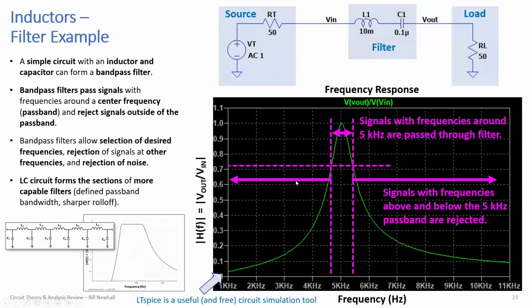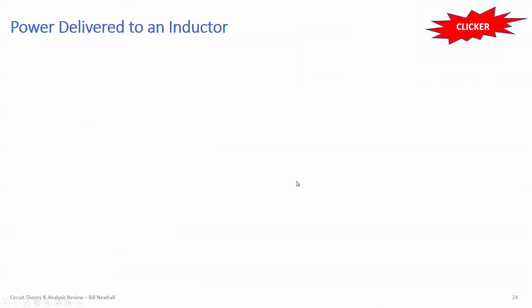All right, so let's do a clicker problem. I want to talk about power delivered to an inductor. This also could describe power delivered to a capacitor. It's the same lesson, but power can't be delivered to an ideal inductor. I'm going to show you why.